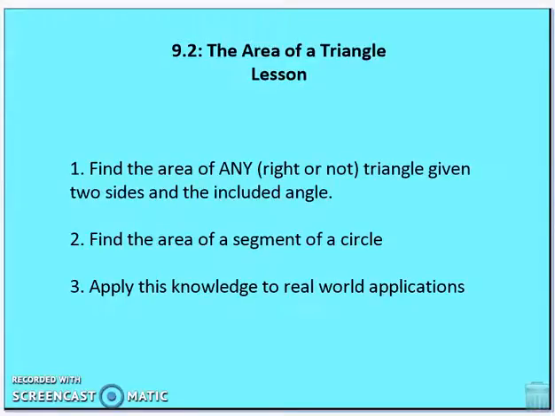In this edition of Otten Math, we're going to talk about the area of a triangle. We're going to incorporate what you've learned before in middle school about the area of a triangle as 1/2 base times height, and then the trigonometry which you've learned to calculate the area of any triangle, right or not. Then we're going to apply this knowledge to real-world application. I know it's a little out of order. And then we're going to find the area of a segment of a circle.